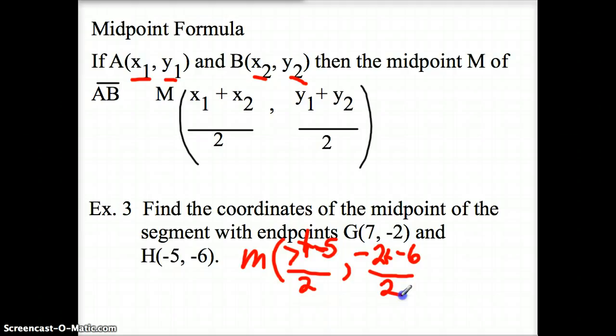So it wants the middle. So it's basically finding, like I said, the average of those two pieces in order to get to the coordinates. 7 plus -5 is going to be 2, and 2 over 2 simplifies to 1. -2 and -6 is -8. -8 divided by 2 is -4. So my ordered pair for the midpoint is 1, -4.